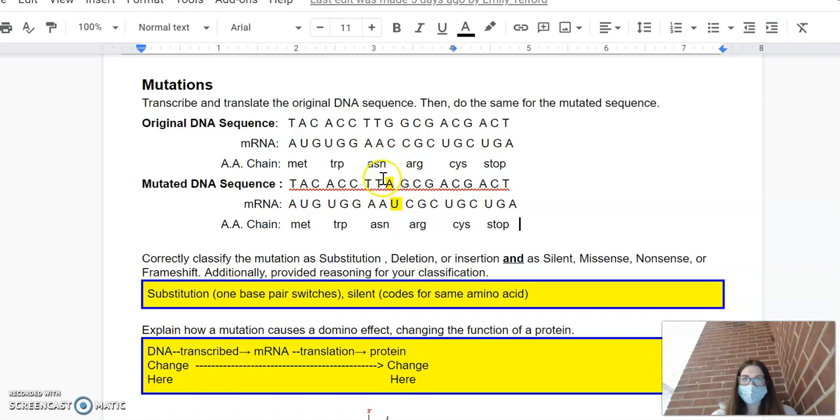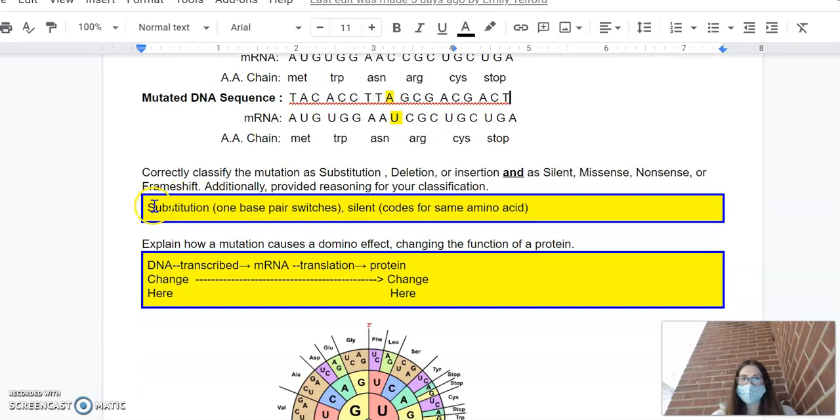And then for my mutated strand, it's this base pair right here. It should have been a G, but instead it's an A. So instead of becoming AAC, it now codes for AAU. But if you look at the amino acid that codon codes for, it's the same amino acid. So this would be a substitution.